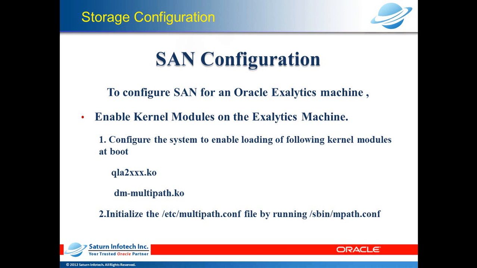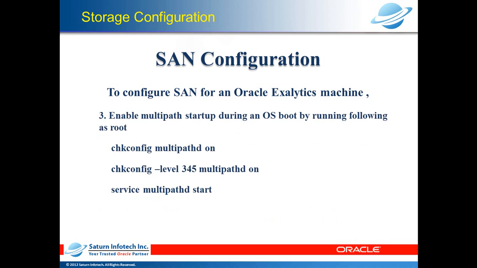The next step is to initialize by running the /sbin/mpathconf command to initialize the /etc/multipath.conf file. The next one is to enable multipathd startup during an OS boot by running the following commands as root. So chkconfig multipathd on, chkconfig --level 345 multipathd on, service multipathd start.